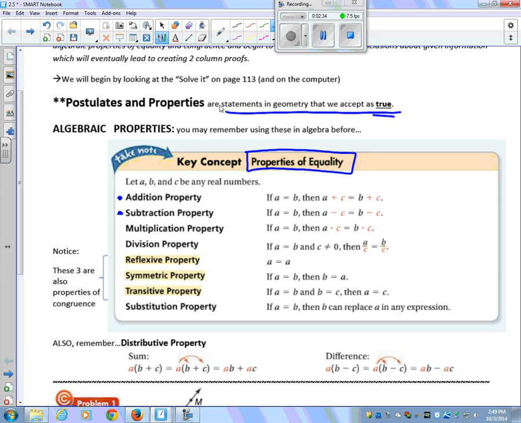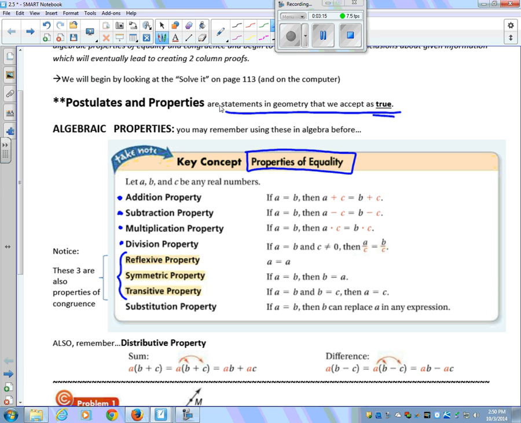Subtraction property of equality. Same idea, except we're subtracting the same amount from both sides. Multiplication property of equality. Multiplying both sides by the same value. Division property of equality. Again, dividing both sides by the same value. Notice here, C just can't be 0. It's the only criteria there. Otherwise, you can divide, multiply, add, or subtract both sides of any equation by the same amount, and it still remains an equation. Reflexive property, symmetric property, and transitive property.